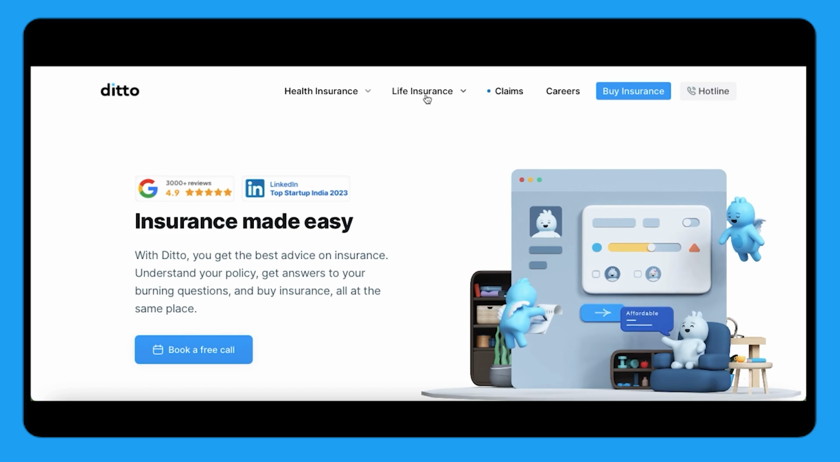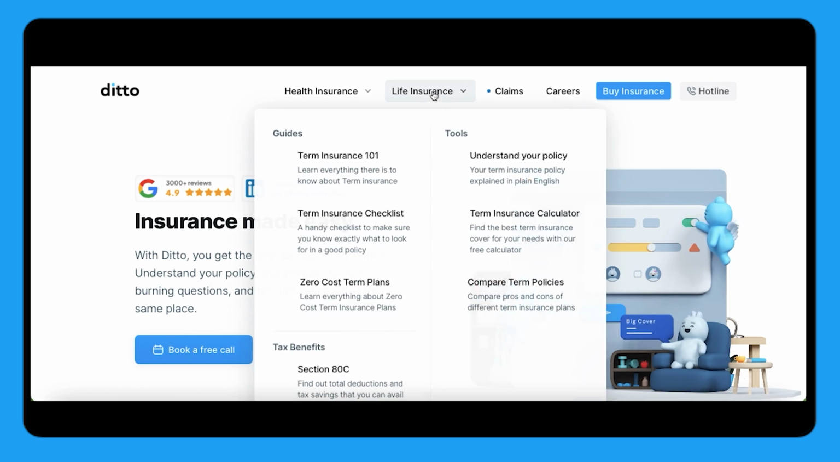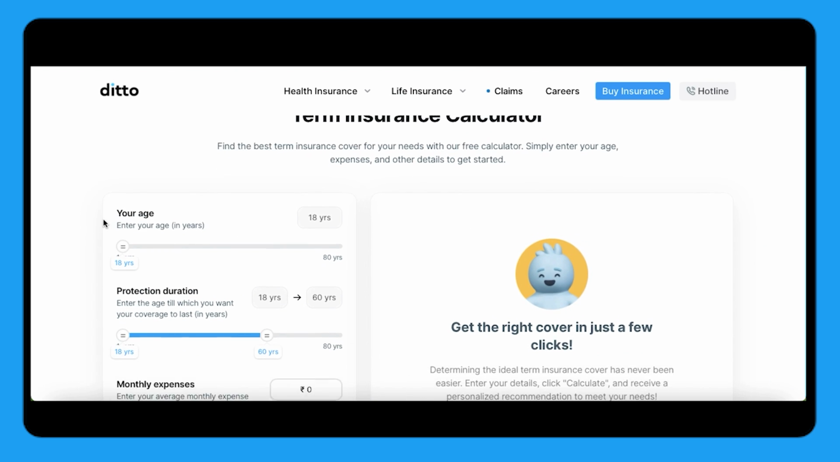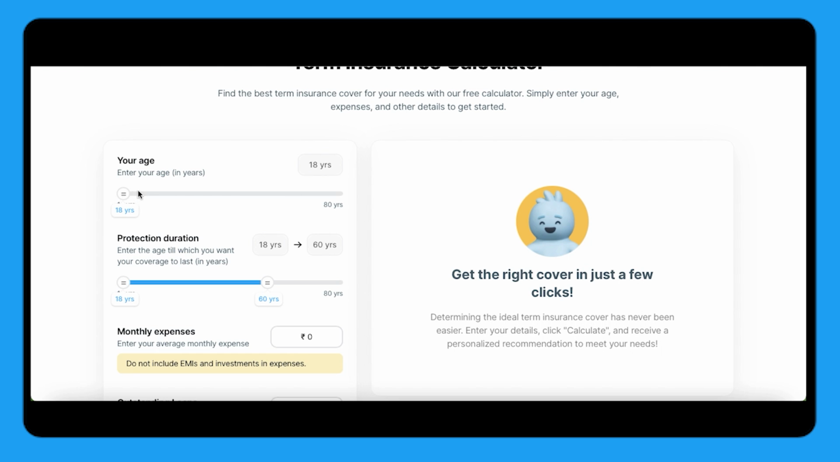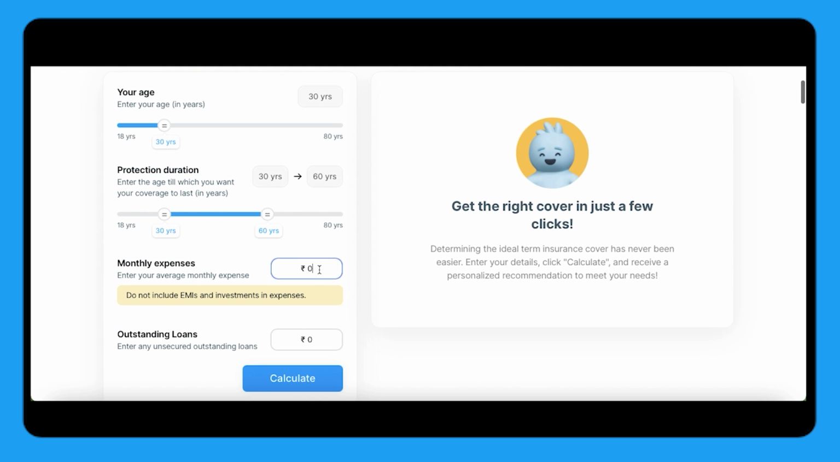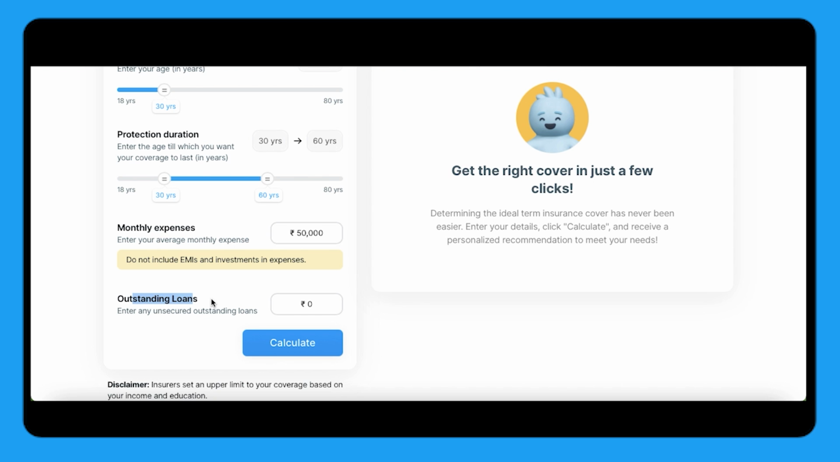So there's an interesting calculator that you can find on the Ditto platform that can actually help you calculate the ideal term coverage. For instance, you have to enter the age. Let's assume you are 30 years old. And second thing is you have to enter the protection duration. So let's assume you keep it till 60. And then you have to enter the monthly expense. Let's assume your monthly expense is 50,000 rupees. And finally, the outstanding loan.